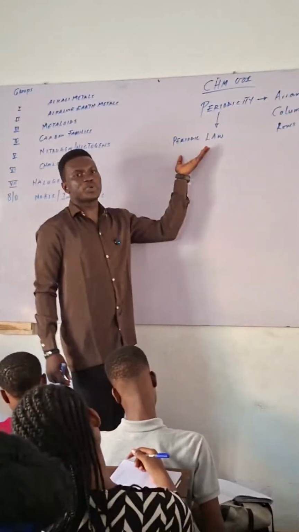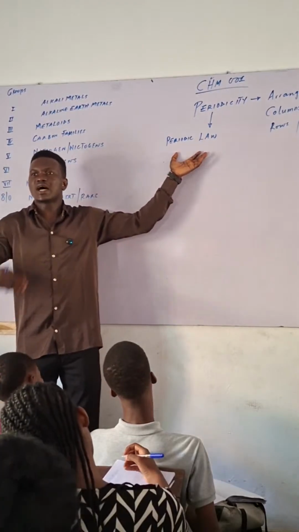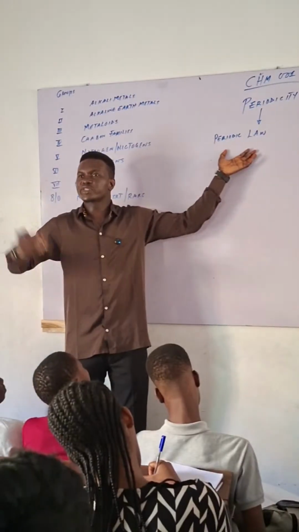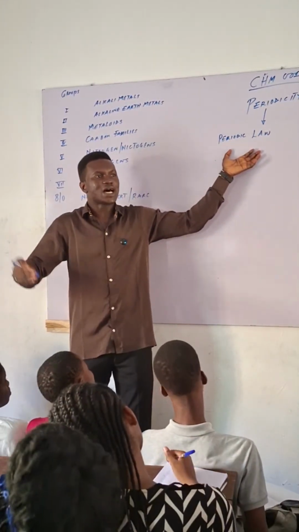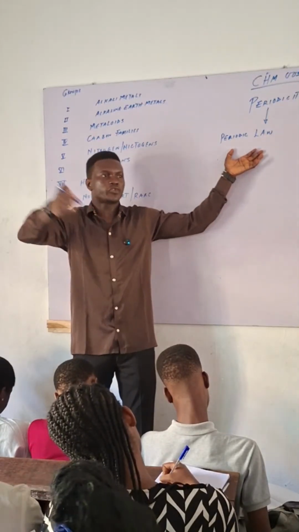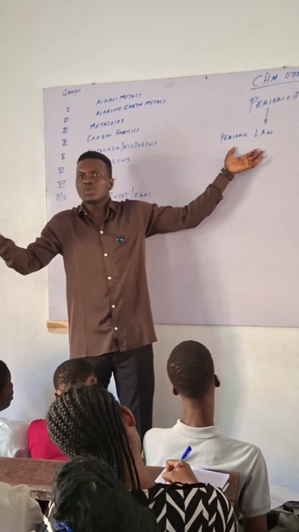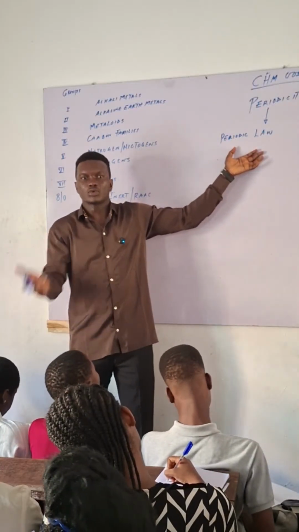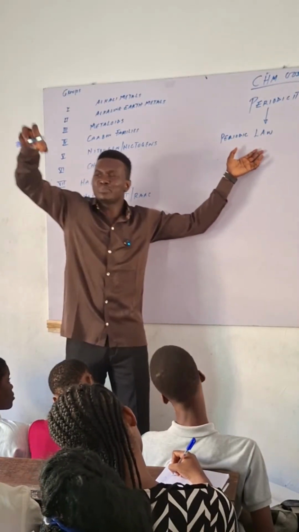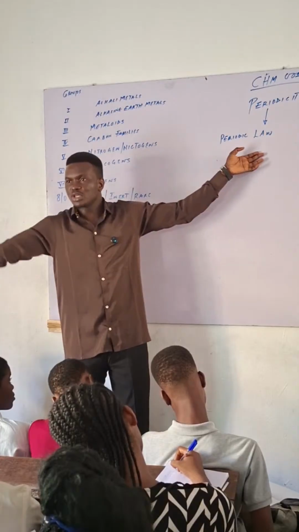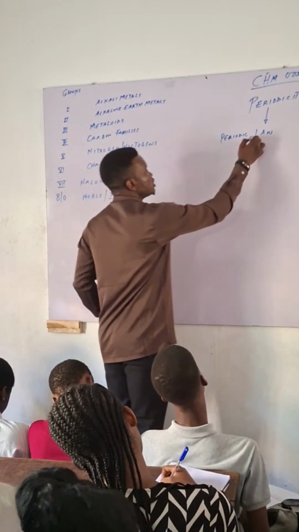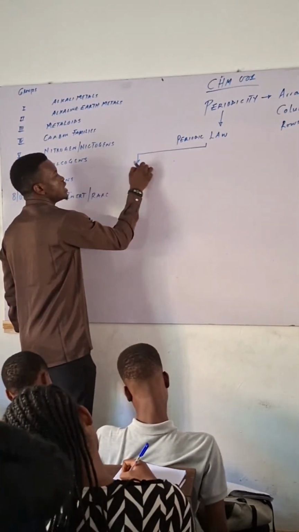When you're talking about the periodic law, you're just talking about the arrangement of the elements on the periodic table and the properties of those elements. The periodic law states that the properties of the elements are a periodic function of their atomic number or their atomic weights. So which one gave us the arrangement according to atomic weight? That is Dmitri Mendeleev.